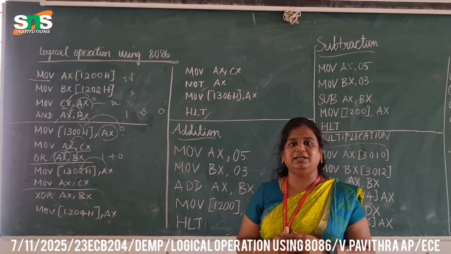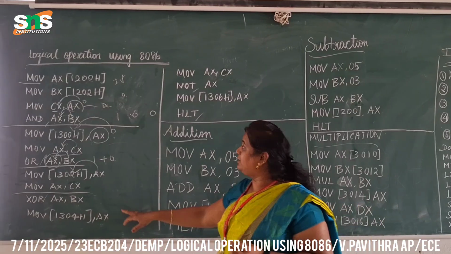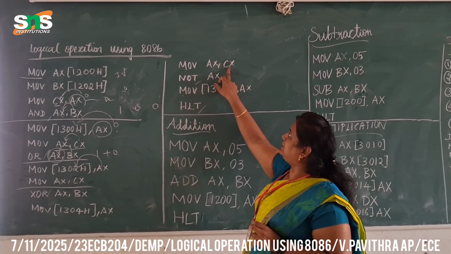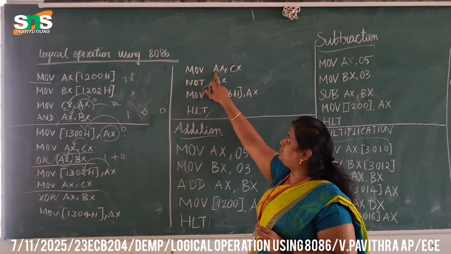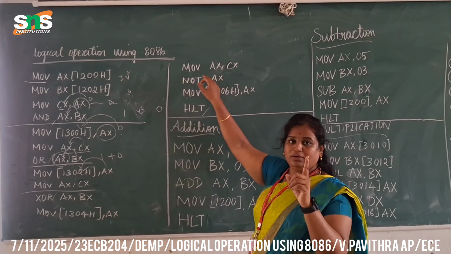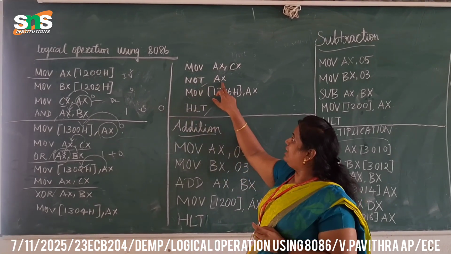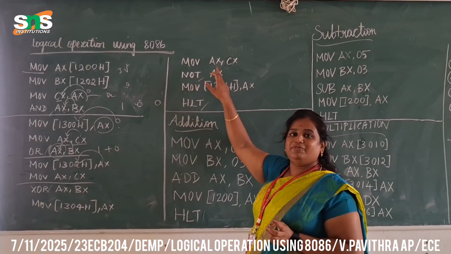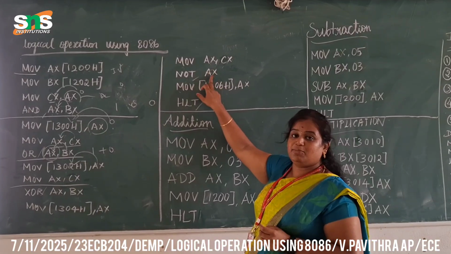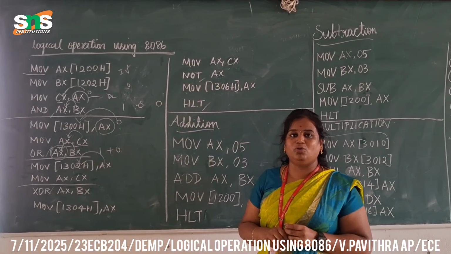The NOT gate is nothing but it has only one input. So MOV AX comma CX. So that is the value given here. Now I am going to take the NOT value, one value. This CX is nothing but the register. That value is going to be transferred, moved to the AX. AX is an accumulator. So the AX has only one value, maybe 1 or 0. So the NOT will invert 1 or 0. If I have 1 it will give 0. If I have 0 it will give 1. So the output will be stored in this AX accumulator. That value is moved to 1306H, and finally we are going to halt.